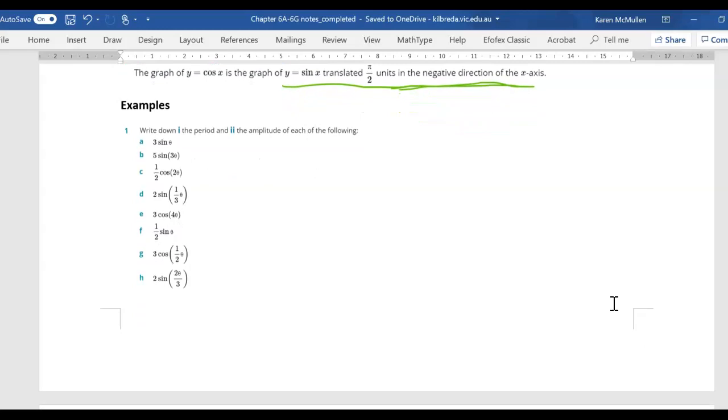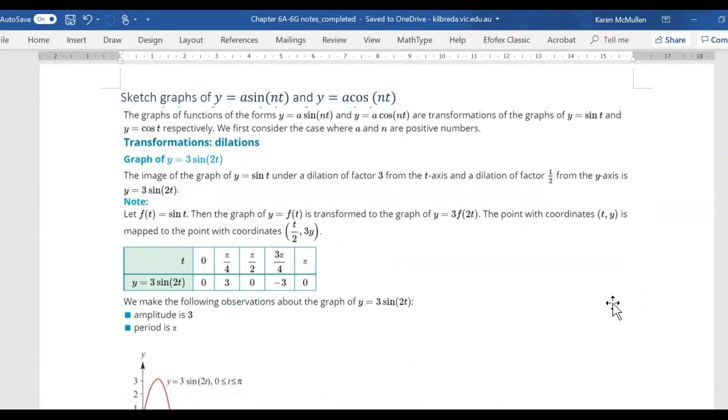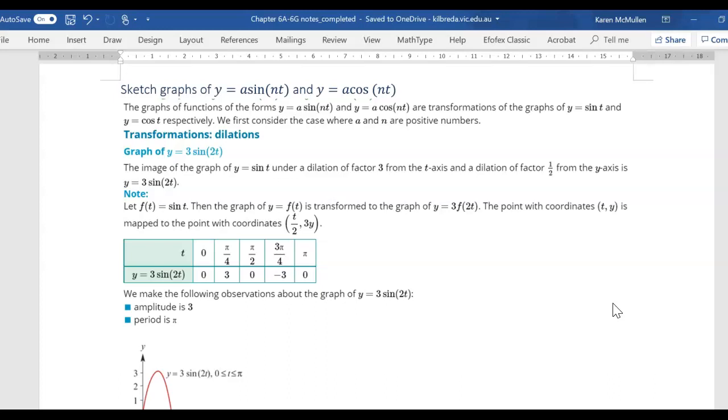Now I've noticed I've put this question on without actually talking about amplitude and period in too much detail. So I'm going to scroll on and then we'll come back and do question 1. So your general form of a sine and a cosine graph, and they can have other transformations. Here we've got the equation for your sine graph, and the equation for your cosine graph. The values of a and n tell you what your amplitude and what your period are.